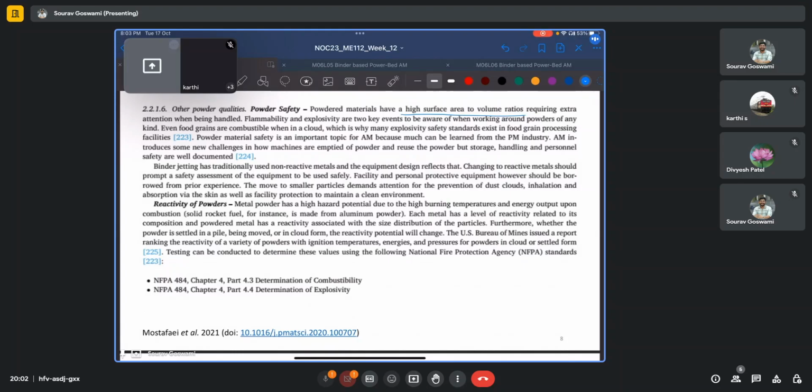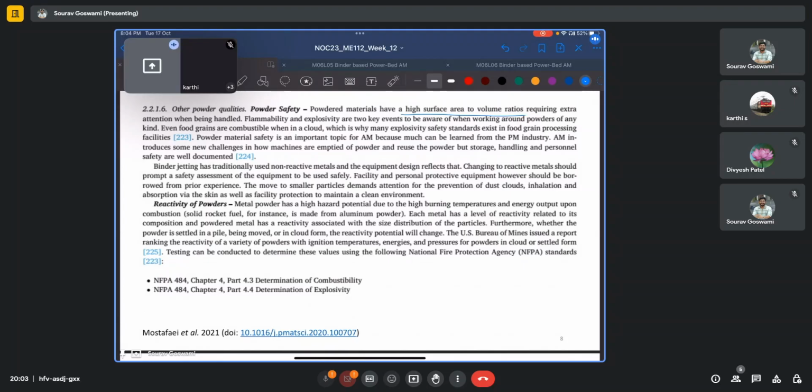by processes such as water atomization or plasma atomization or gas atomization, and the metal droplets are simply allowed to move in free space, they inherently take the shape of spheres, because for a given volume, a sphere will have the minimum surface area through which energy can be dissipated, and that is why naturally the powders take this shape.